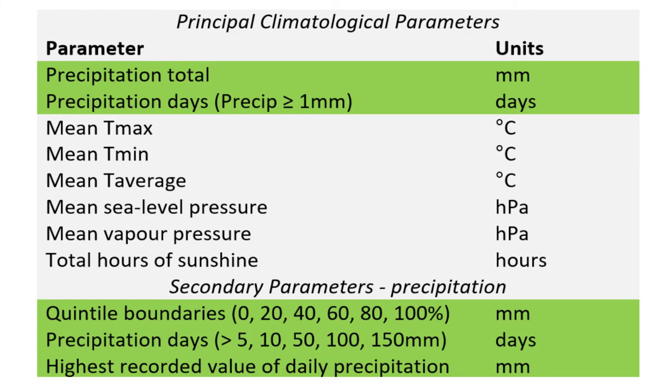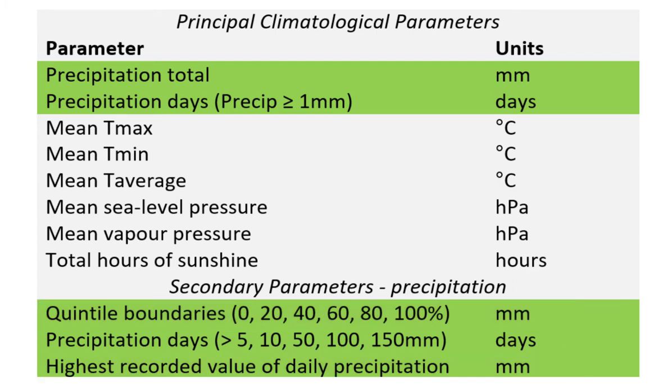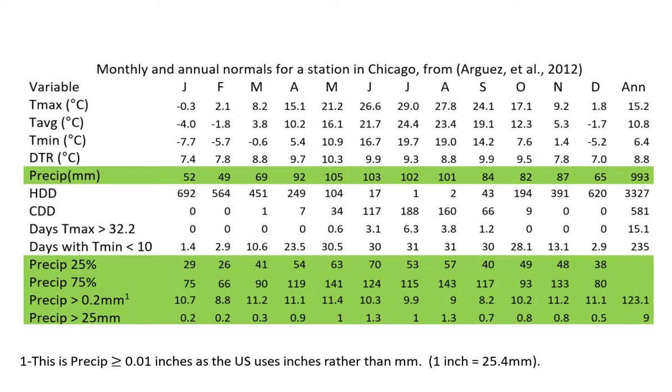Hence, for rainfall, WMO propose quintiles, and these include the extremes. Also, the number of days with more than specified limits. These are just guidelines. Countries should consider which to use and which to adapt. For example, the table from Chicago in the US from 1981 to 2010 shows minor changes from the WMO suggestions.